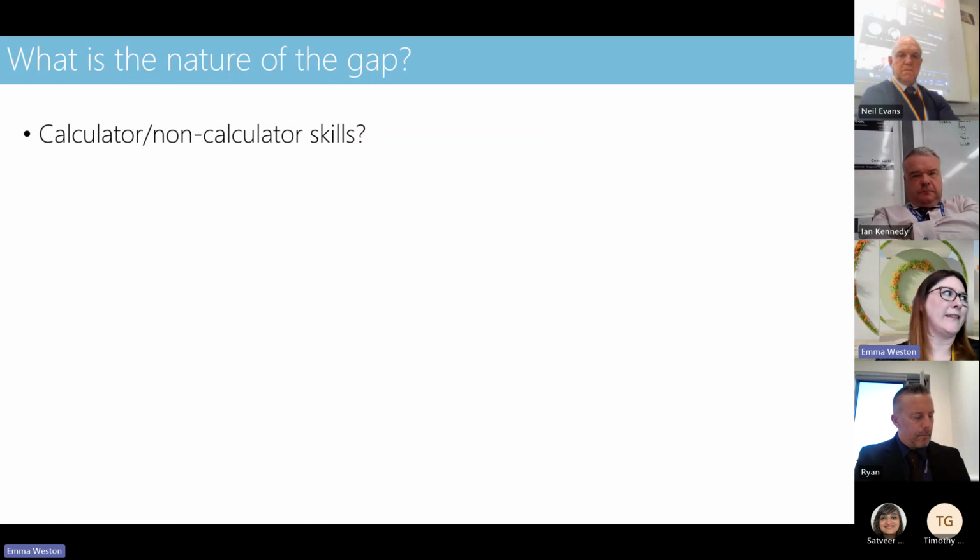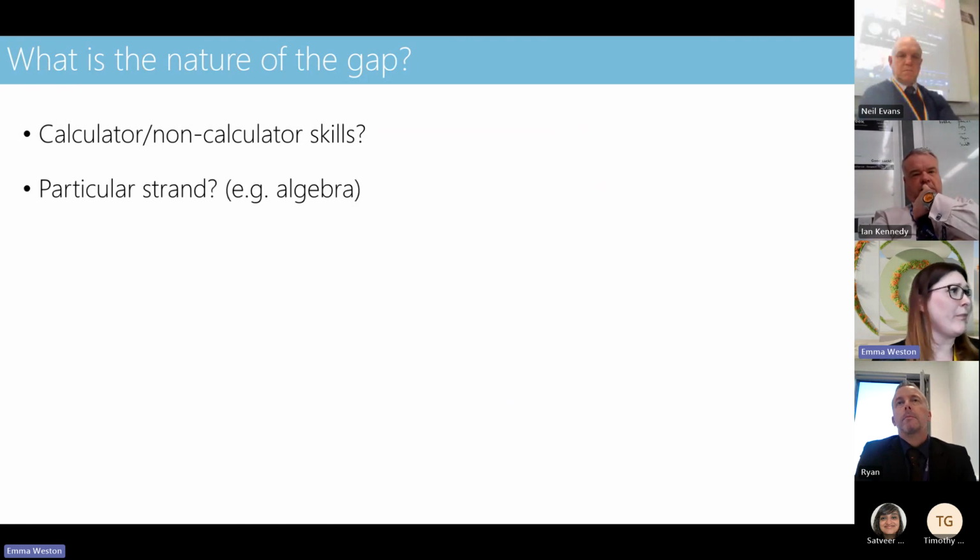It could be that actually their non-calculator skills and their written and mental strategies are really strong, but they fall apart on a calculator paper and they're not using them effectively yet. I'm sure that you'll all have seen Claire Clay's brilliant videos and calculator cards. So if that is a particular gap, it could be that that's a strategy that you use with your teams and with your pupils to try and develop their calculator skills. Is it a particular strand?